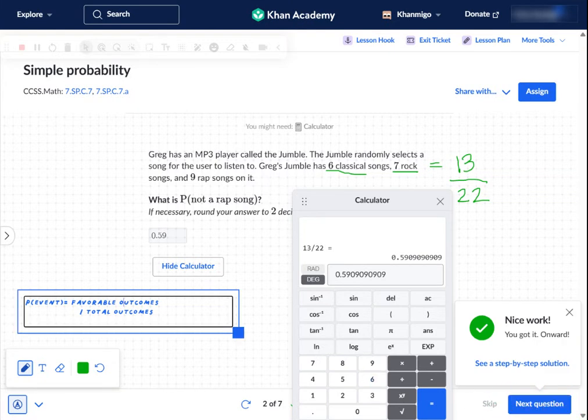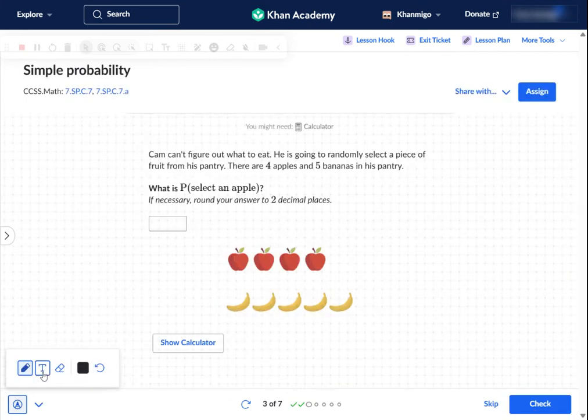Yay! All right, I'm going to copy this. We're going to do another one together. Let's get our notes back.